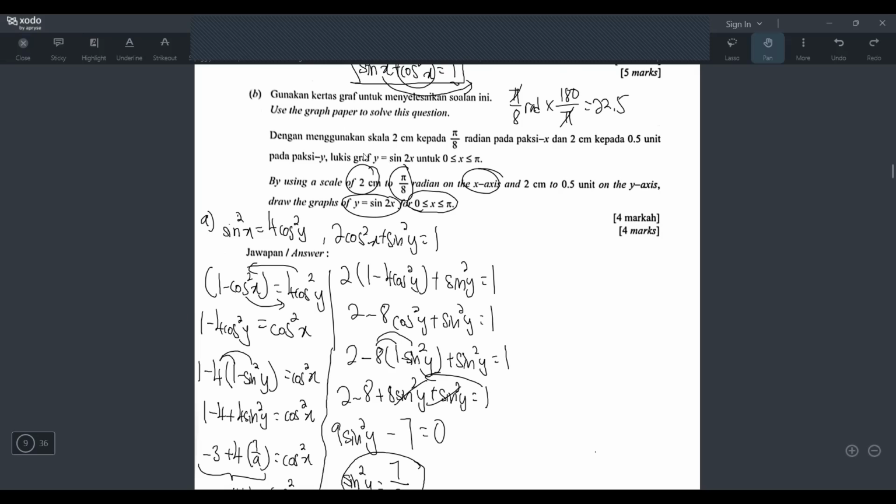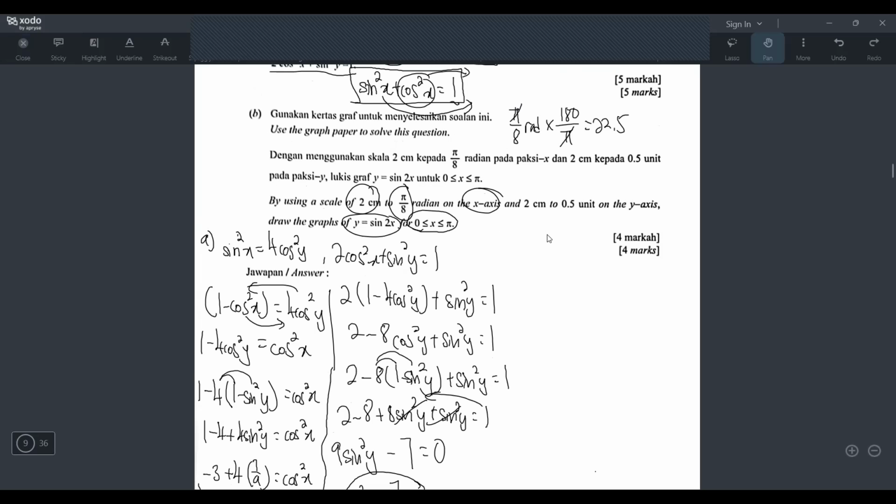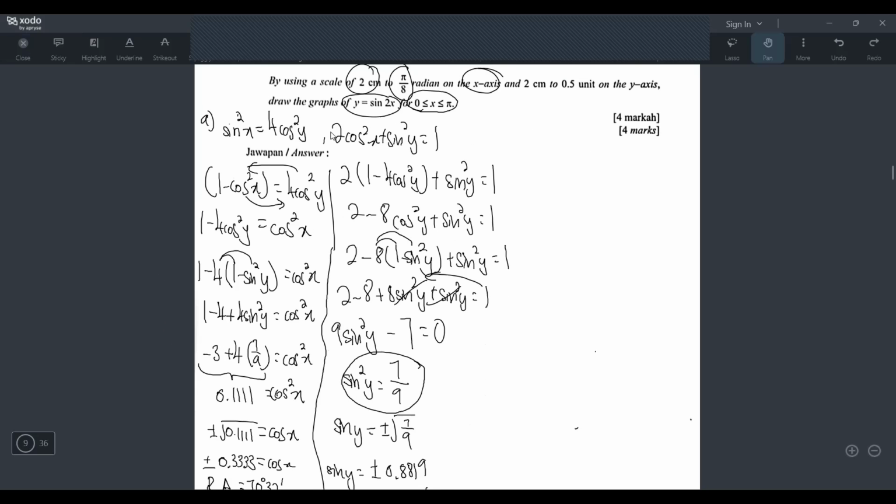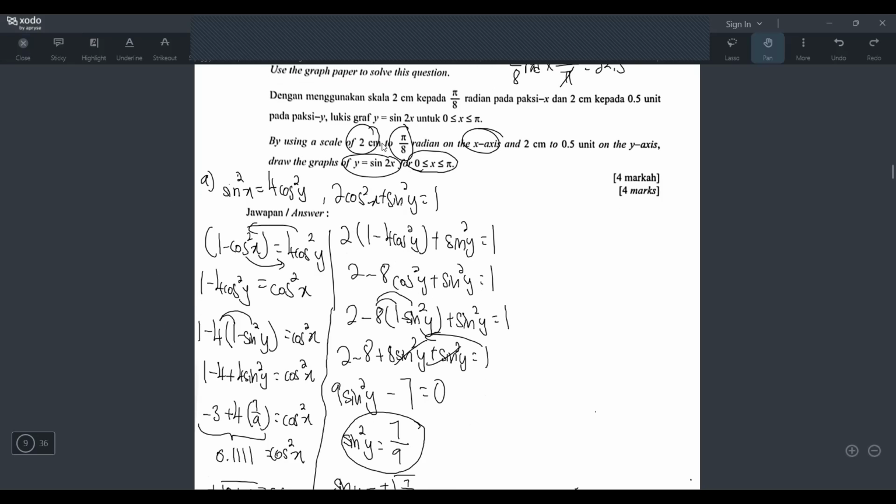Wow, this is very rare, huh? Because usually when they ask us to sketch the trigo graph, they will not ask us to draw it on the graph paper. They will just ask us to sketch. Sketch means you just do it in the answer space provided, there's no scale involved, you just sketch roughly. But this one they want us to actually draw it on the graph paper. So let's just follow the instruction.